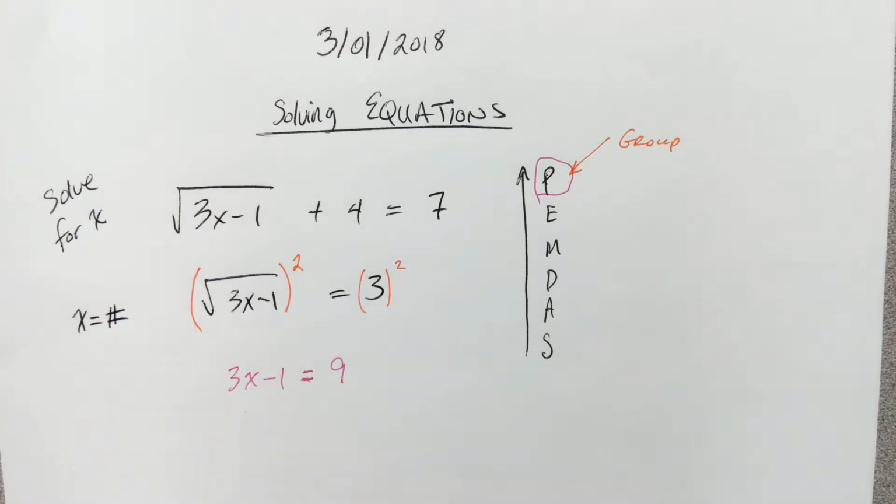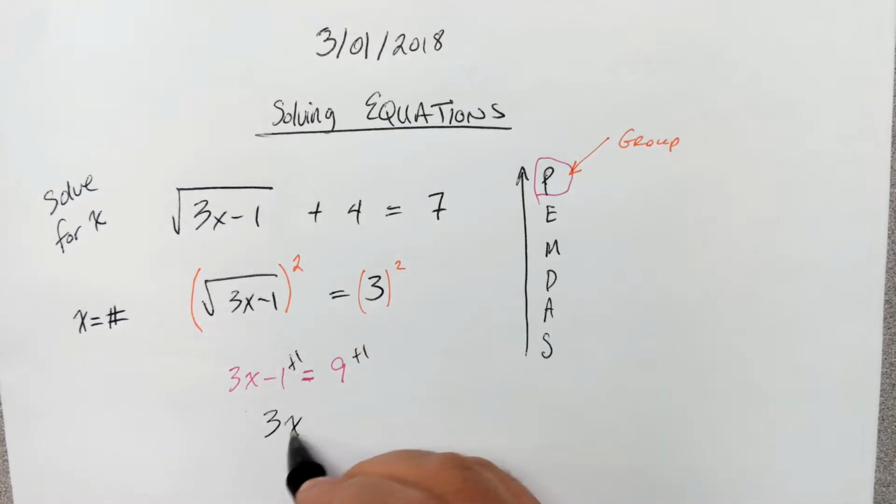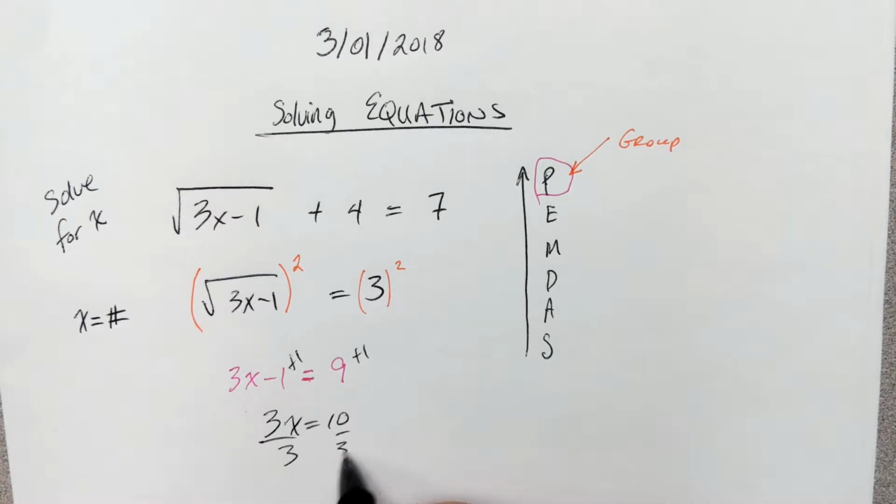I know, it's just work and stuff, right? So you have to add 1 to both sides. Let's see here. We're going to use this color. So add 1, 3x equals 10, and then just divide by 3. And there's your answer.